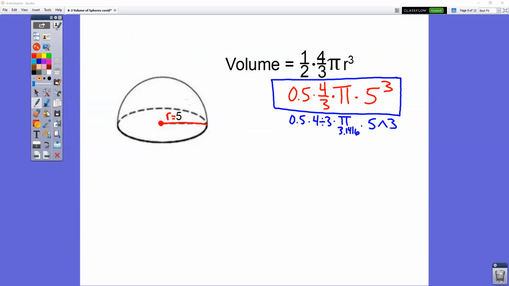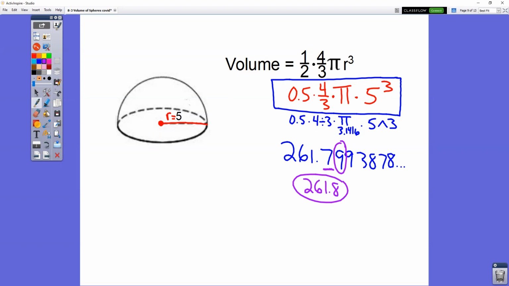Again, because we are using pi, you are going to get big, long decimal answers. So when you type this into the calculator, you get 261.7993878, and it keeps on going at the end. If we were to round to the nearest tenth, the 7 is in the tenths place. You have to look at the number after it. That number after it is 5 or higher, so you are going to round up to be 261.8.